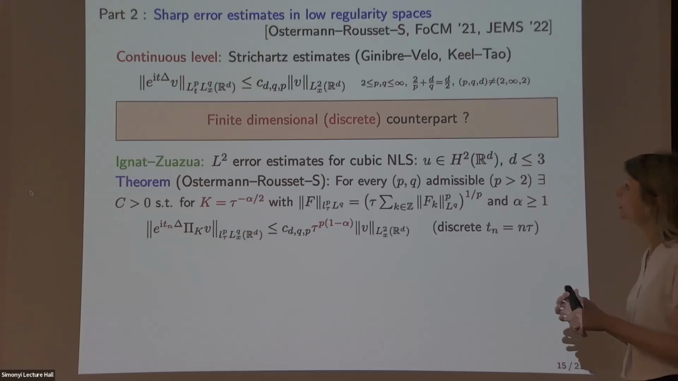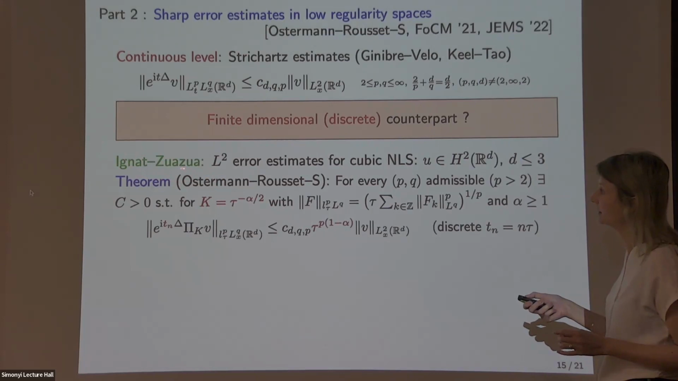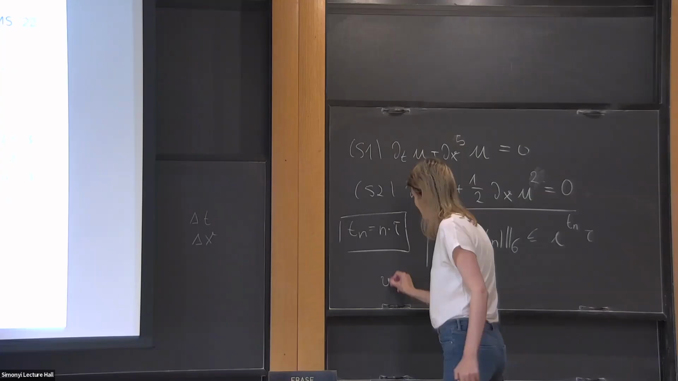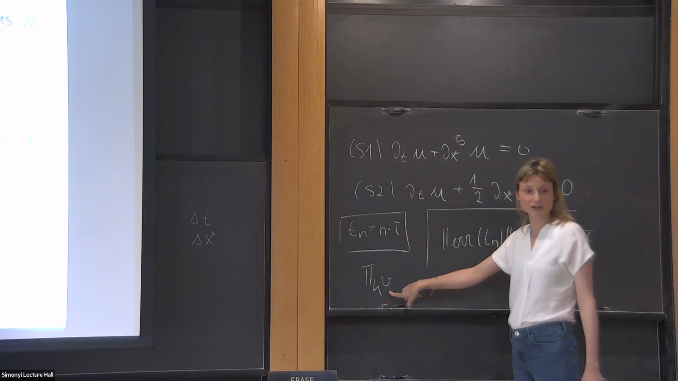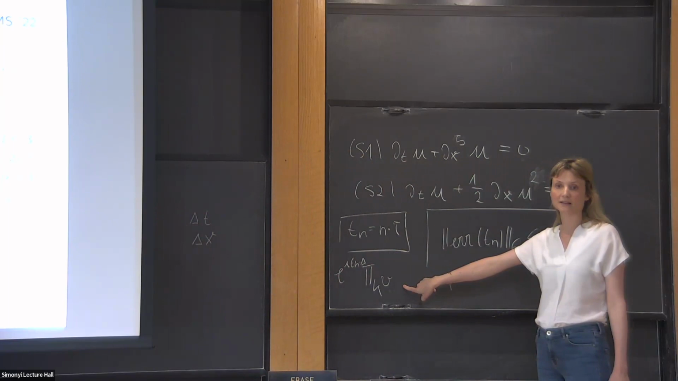And so the first ones who looked at this question, to my knowledge, are Ignat and Zuazua. They could show that these Strichartz estimates do not hold true on a discrete level. However, a filtered version holds true. Basically what you have to do is take your function and make a frequency truncation, and then you can propagate it with your discrete flow. And then you get something like Strichartz estimates, but a little bit weaker than the continuous ones.